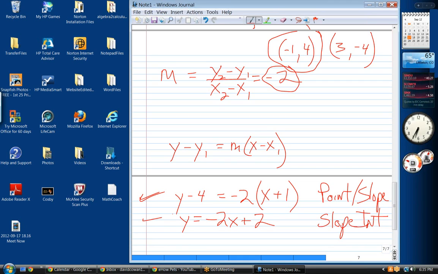Okay. Now, to get it into standard format, we just want the x and the y on the same side. So I move this 2x back to the other side, put it first, plus y equals 2.